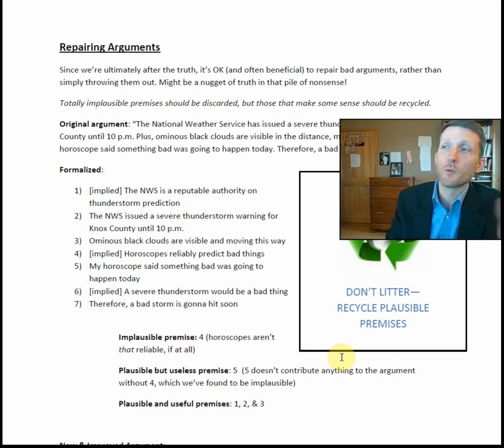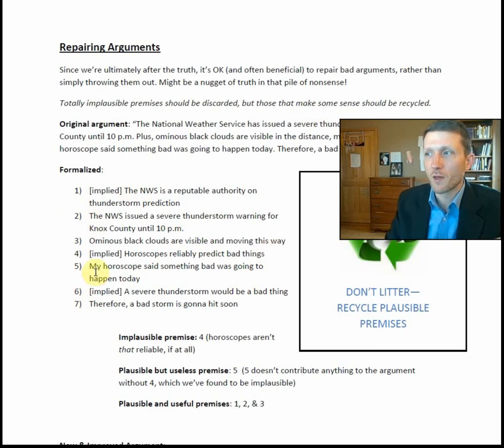So, for example, a person says, the National Weather Service has issued a severe thunderstorm warning for Knox County until 10 p.m. Plus, ominous black clouds are visible in the distance moving this way, and my horoscope said something bad was going to happen today. Therefore, a bad storm is going to hit soon. So here's the argument formalized with numbers and such, and you could draw this out with the plus signs and the arrows and all that.